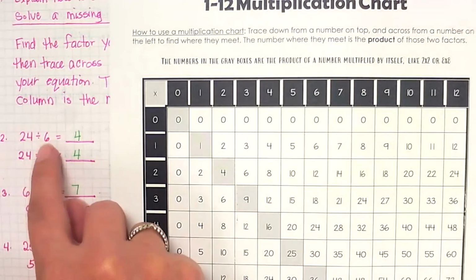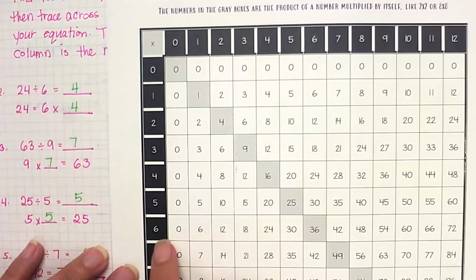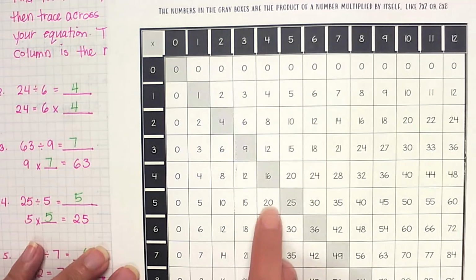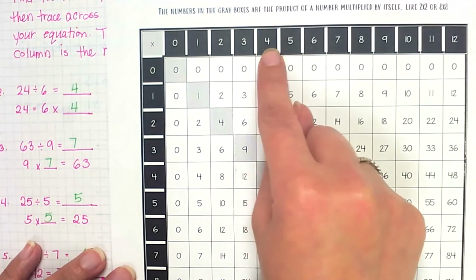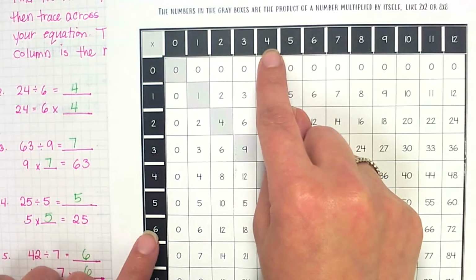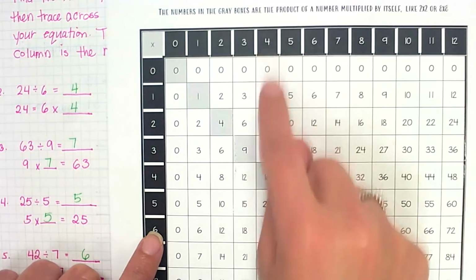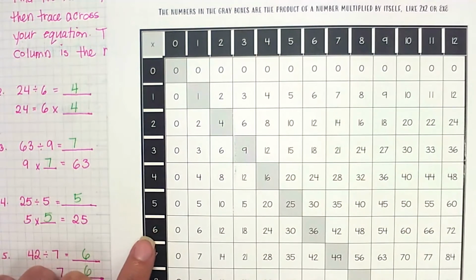So I know one of my factors is going to be 6. So I'm going to trace across the 6 until I get to 24. So I went all the way across the 6 until I got to 24. And then I went straight up to the top of that column to figure out what my other factor was. So I found out that 6 times 4 was equal to 24. So 24 divided by 6 was equal to 4.